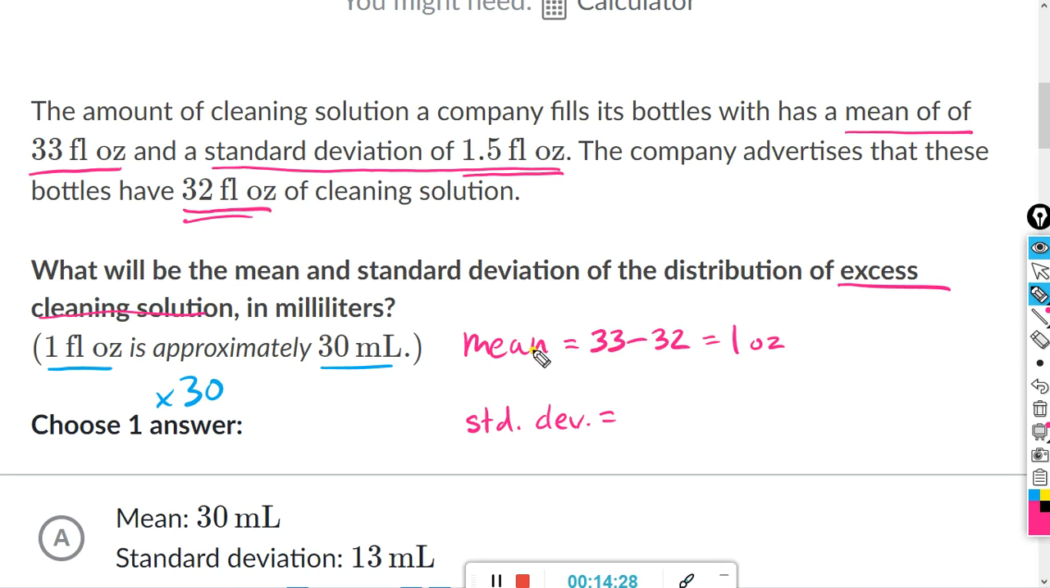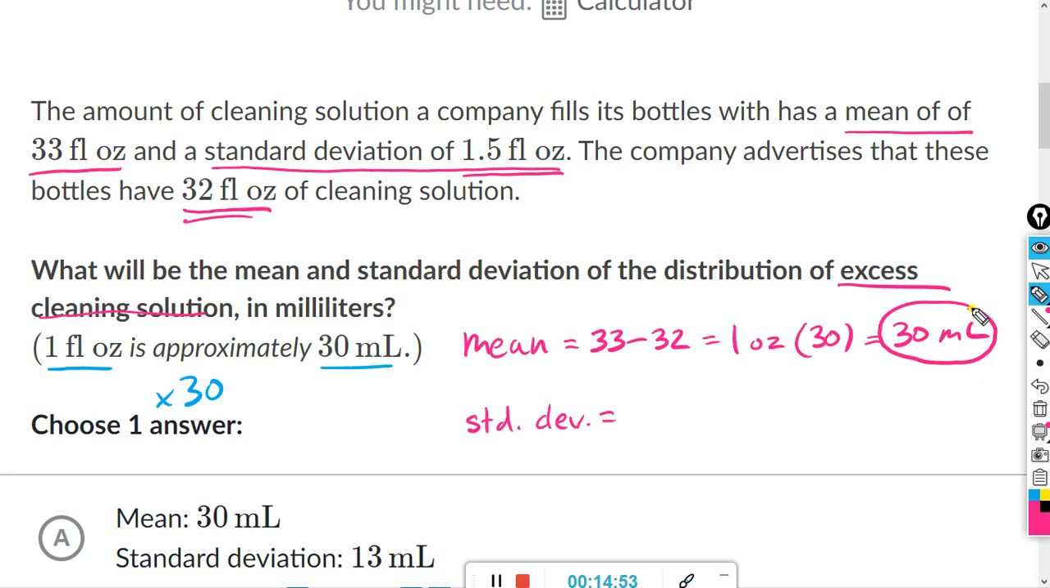When you add or subtract, the mean changes. So it's 1 ounce, and then we want to convert that to milliliters. So it's times 30. When you multiply, the mean also changes. So we're going to take the 1 ounce, multiply it by 30, and of course 1 times 30 is just 30. And now the units are in milliliters.